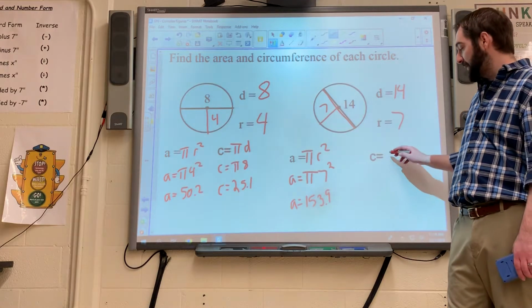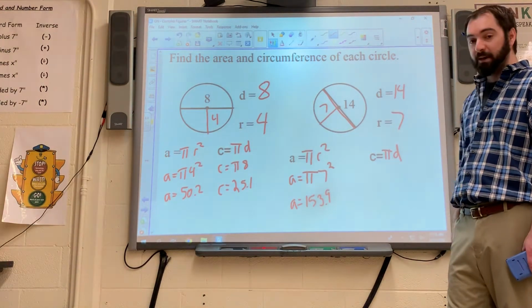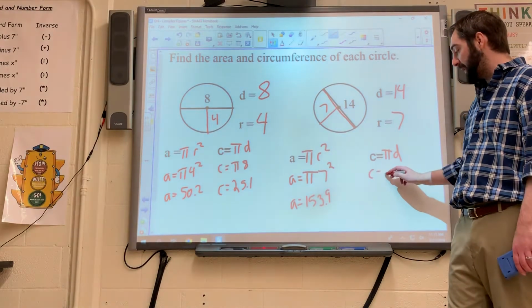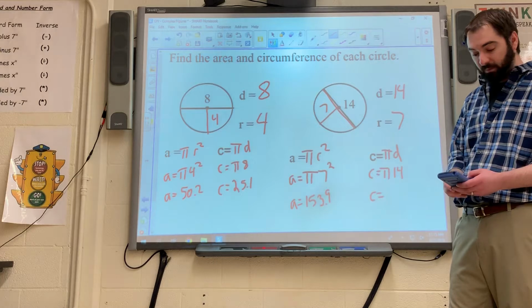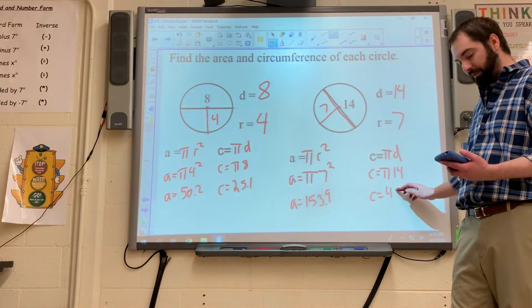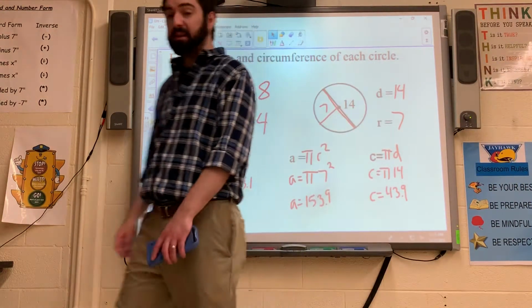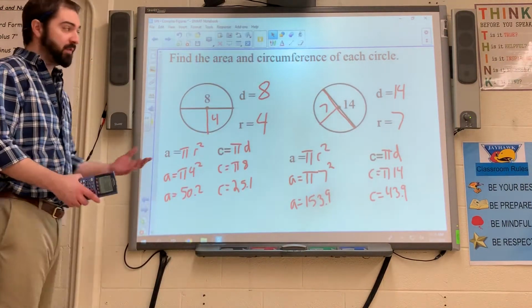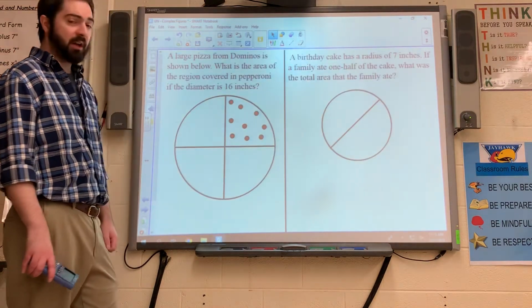Second part, circumference. We know that we use our formula C equals pi times diameter. Again, I have my diameter listed, so it makes the problem very easy. Pi times 14. Again, I pick up a calculator. Let's see what pi times 14 is. Should have got 43.9. Take a second, make sure you got everything on the slides written down before you move on to the next one. Next one, let's look at a couple word problems.